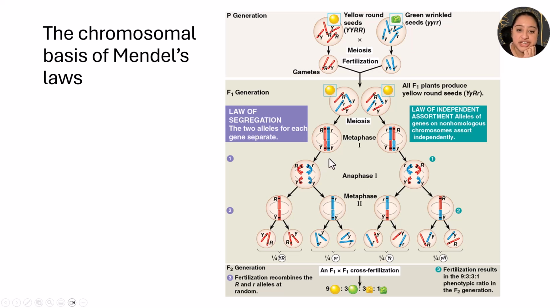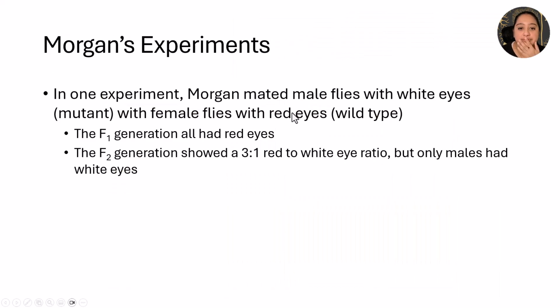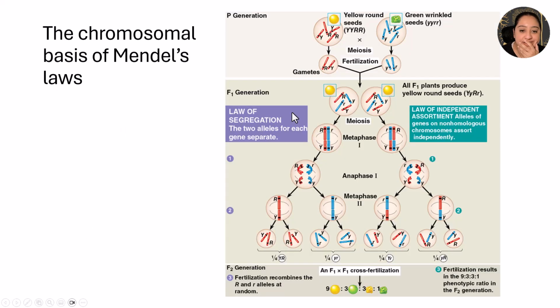So the law of segregation, he said just the 2 different alleles for one gene are going to separate. And so if we show that here, it makes sense because the chromosomes physically separate. So the 2 different alleles for a gene get separated. Okay. So those alleles physically get separated from each other because they get divided up during meiosis.